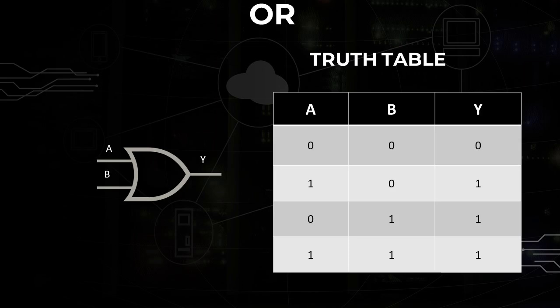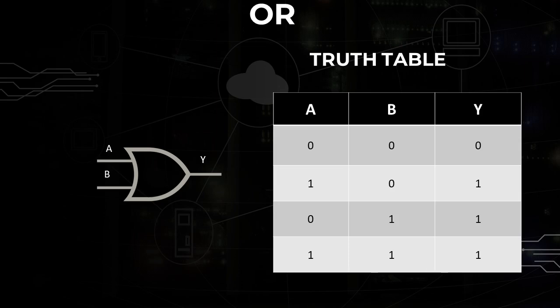Let's see the truth table for the OR gate. The OR gate has 2 inputs, therefore we can name them A and B, and the output we will name Y. There can be 4 possible inputs. The first input can be A equals 0 and B equals 0. There is no signal in A and B. The output will be 0, which indicates there is no signal in A and B.